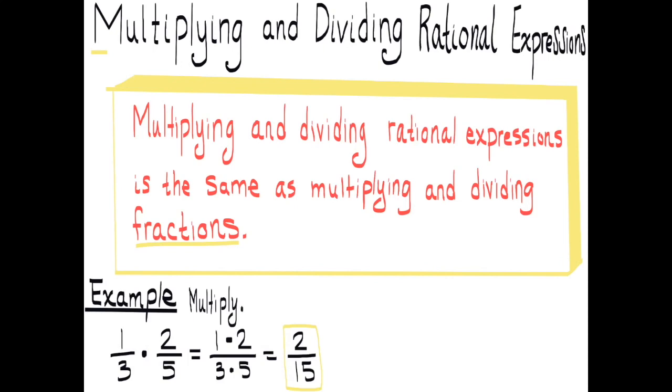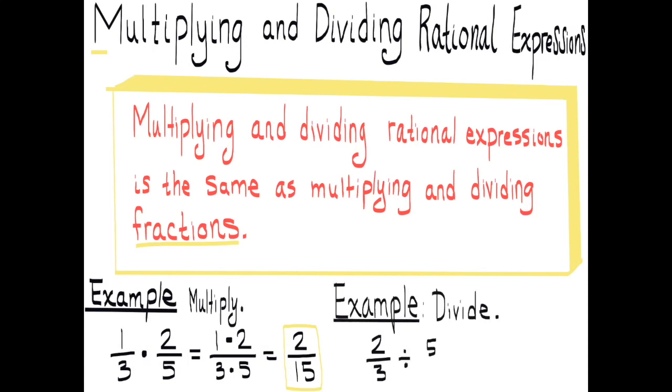Now, for dividing, when you divide fractions, you have to change the division to multiplication and flip your fraction. So now you can multiply 7 times 2 and 3 times 5.